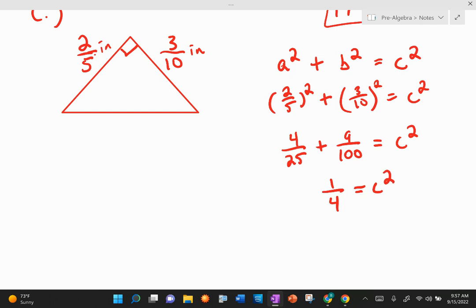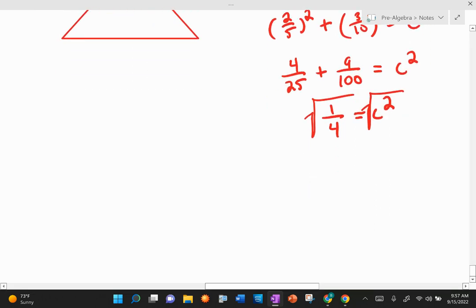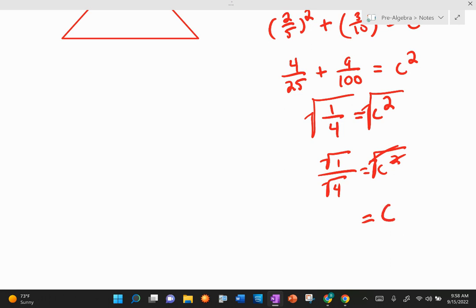Keep in mind that when you take the square root of a fraction, I'm going to rewrite it. It's the same as taking the square root of the top and the square root of the bottom, which is a little easier for our brains to see. The radical and the exponent will cancel out and just give us c. What's the square root of 1? 1. What's the square root of 4? 2.